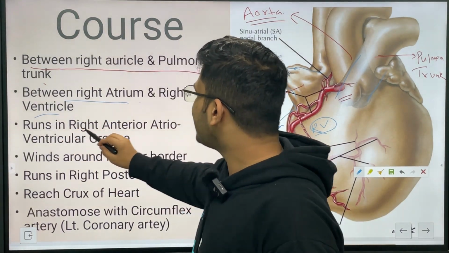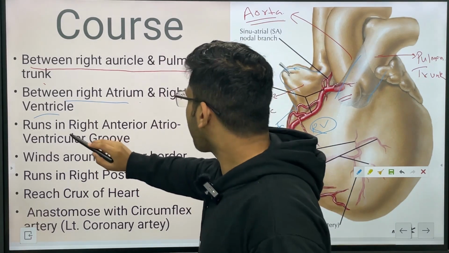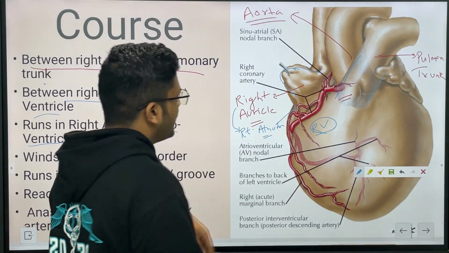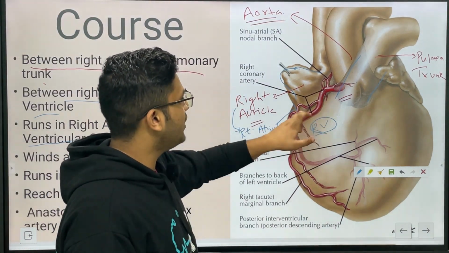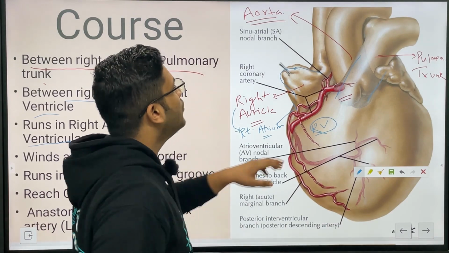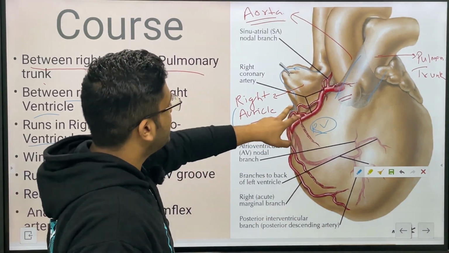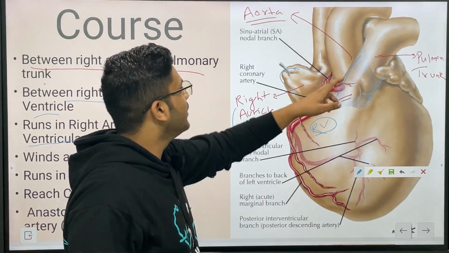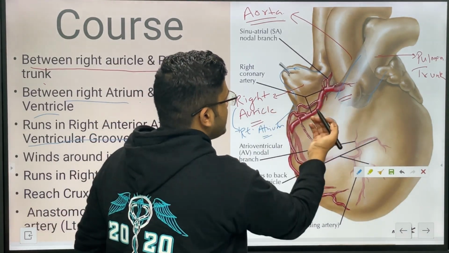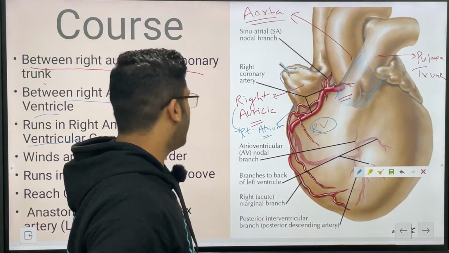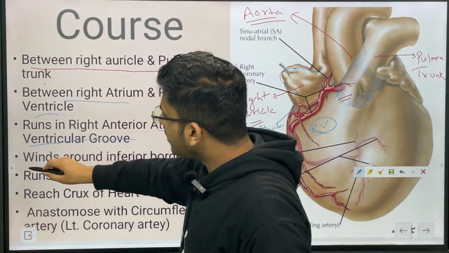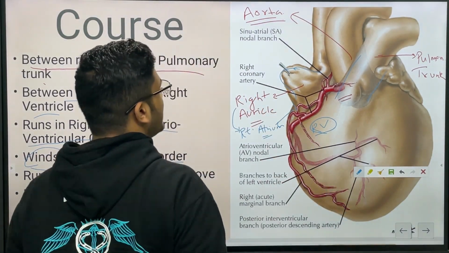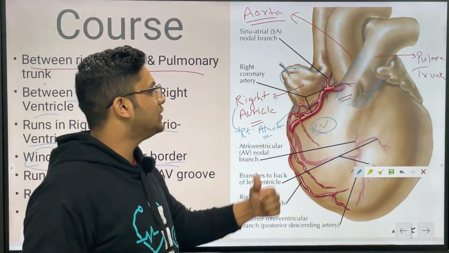Next, it runs in the right anterior atrioventricular groove. Where is your atrioventricular groove? The groove which is present between ventricle and atria is your atrioventricular groove, and now your artery is running in the right atrioventricular groove on its anterior aspect. Here you can see your artery is running on the anterior side of your heart, and next it winds around the inferior border. What is the winding of the right coronary artery?